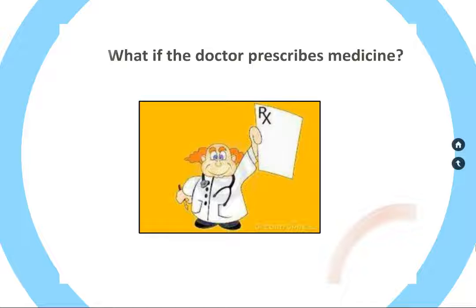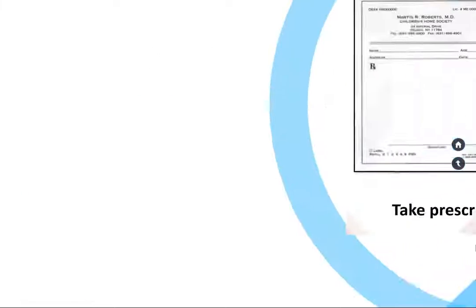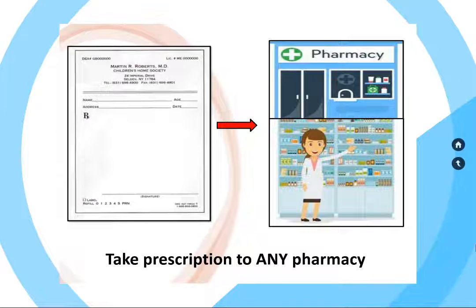What do you do if a doctor prescribes you medicine? In most cases, a doctor will give you a prescription that looks like this, and you can take it to any pharmacy of your choice. There's a Rite Aid, Walgreens, Fred Meyer. Any store with a pharmacy will accept your prescription. You do not need to provide or show them your insurance card.